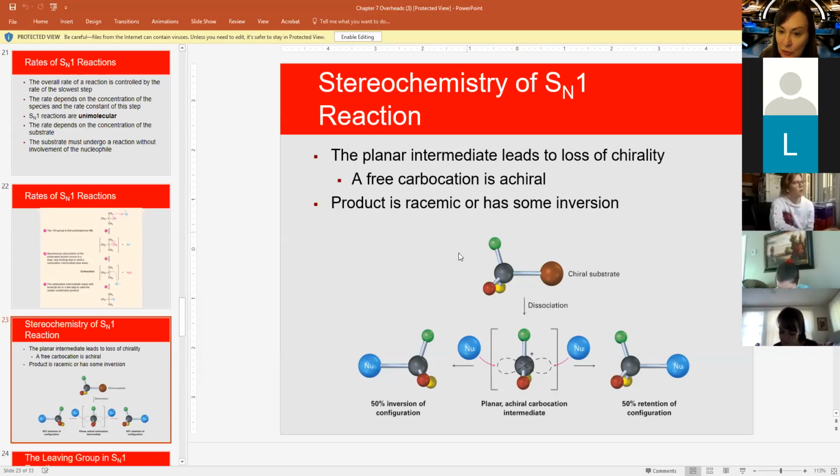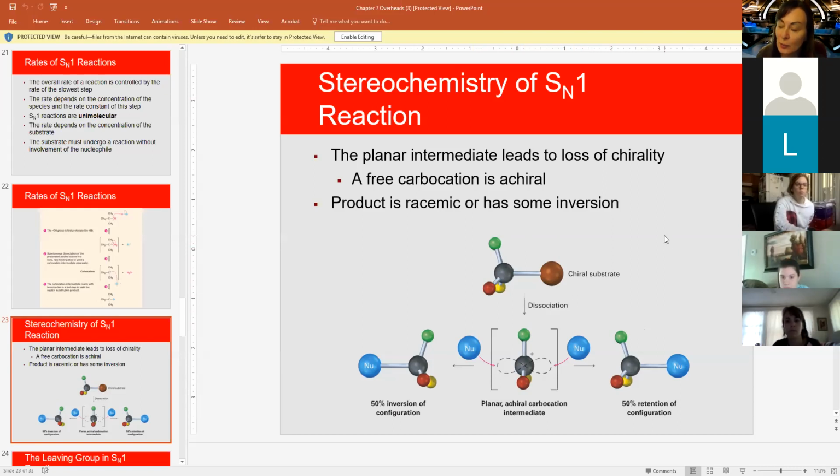And that means if you spend the money to buy a chiral substrate here in the beginning, once this reaction is completed, if you start with something that was R, you're going to end up with a mixture of R and S. And if you start with something that is S, you're still going to end up with a mixture that is 50-50 R and S. So what that means is you cannot depend on an SN1 reaction to keep the stereochemistry of your product, okay?